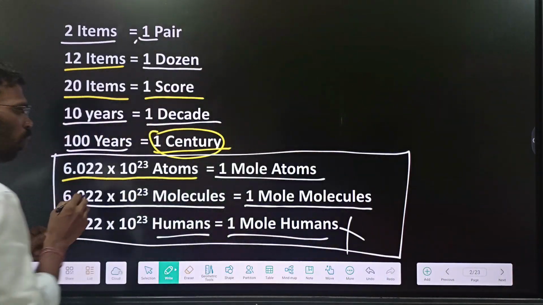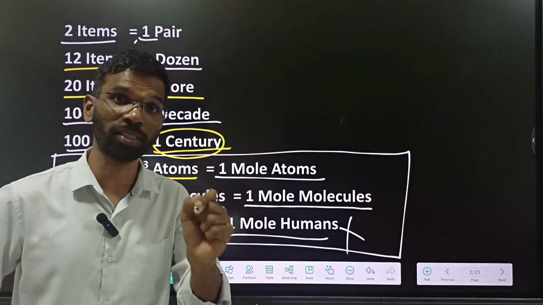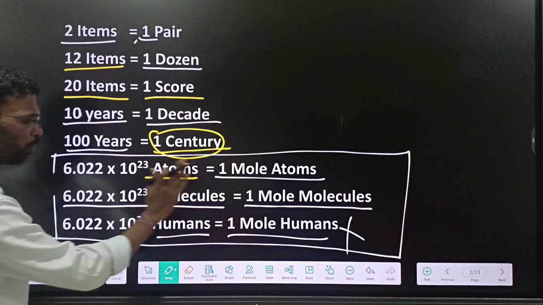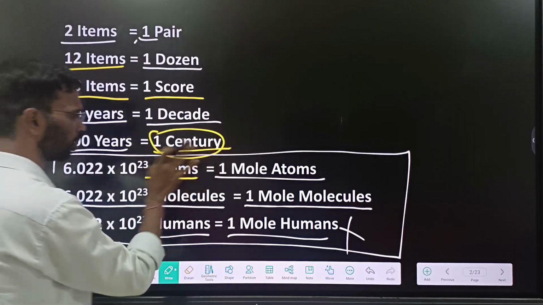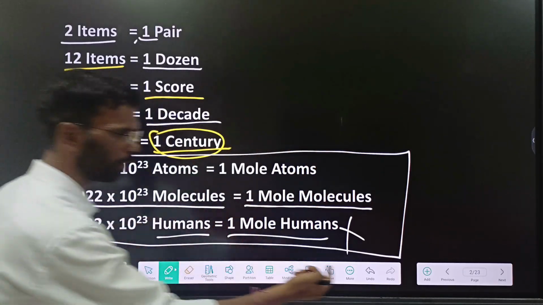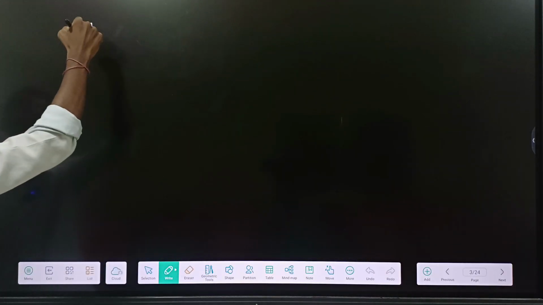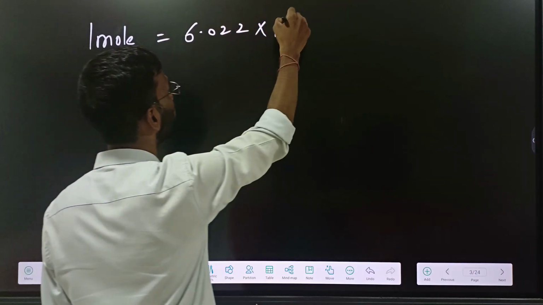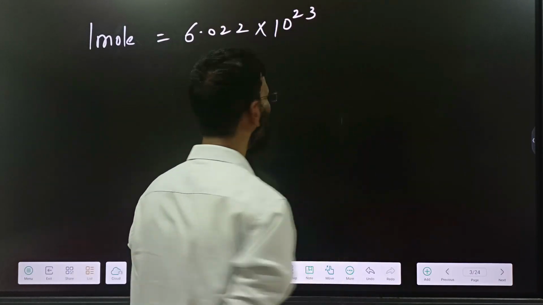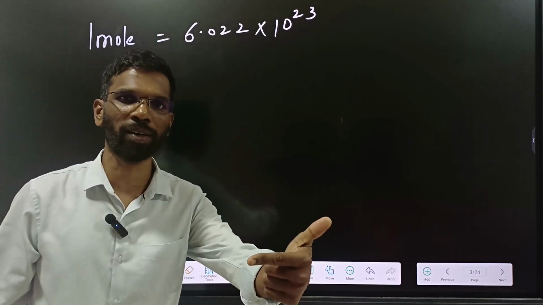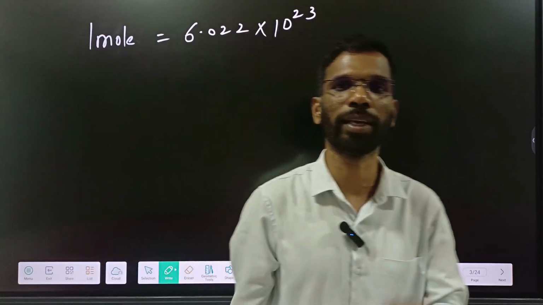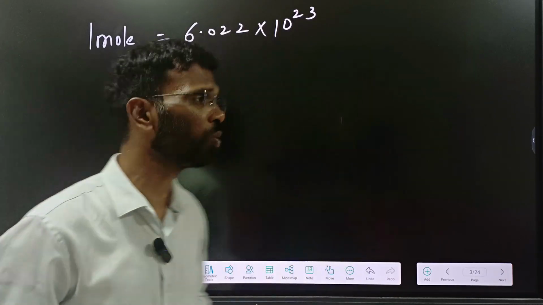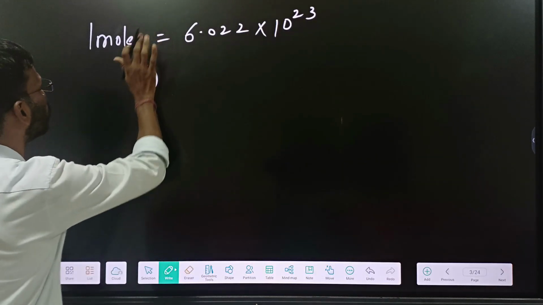So we don't use it for counting humans or anything else. We use the mole only to count the number of atoms. Understand? 1 mole is equal to 6.022 into 10 raised to 23. This is the value of 1 mole. When you say 1 mole of atoms, it is 6.022 into 10 raised to 23 atoms. When you say 1 mole of molecules, it is 6.022 into 10 raised to 23 molecules. Understand how big this number is? The number is very big.